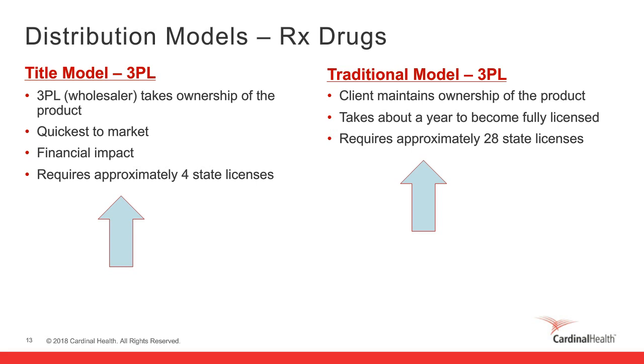In this model, the 3PL, acting as a wholesaler, actually purchases the prescription drug, and ownership or title is transferred to the 3PL. In this scenario, the virtual manufacturer is required to obtain only 4 state licenses, one of which must be the home state. The home state is obviously the state in which your facility is located.